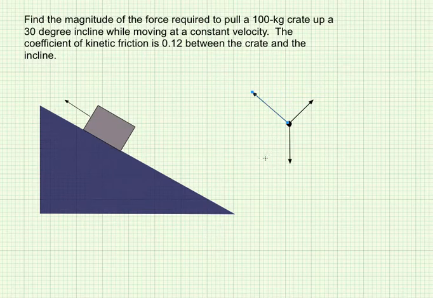So now, since this block is going to be moving at a constant velocity, and I'm going to say it's going up the incline, that means friction opposes motion. We're going to say friction goes down like so. All right, so let's go ahead and fill those in. So we know we have mg, we have our frictional force, we have the normal, and we have our applied force. So let's say that it's moving up the incline with a constant velocity.